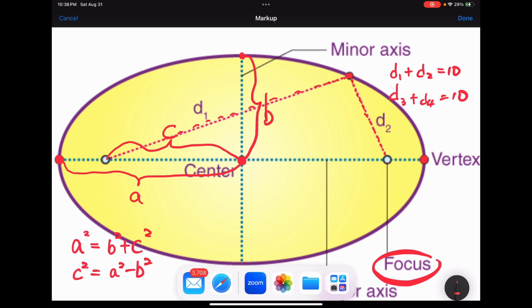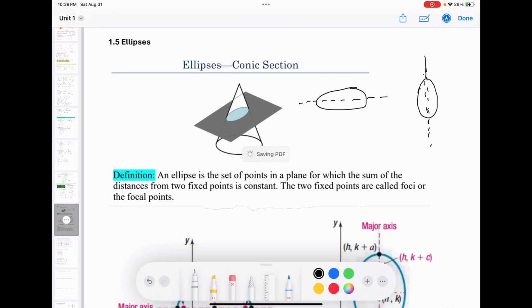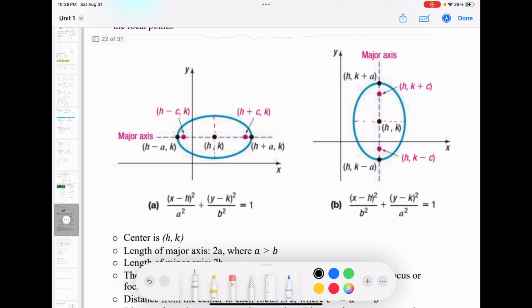All right, let's come back to our lecture notes. Let's see the next two images. The first one has the major axis horizontal, parallel to the x-axis, and the center is (h, k). Based on the center (h, k), we move to the left and the right a units, so the distance is a, and then we can find our vertices. If we move from our center to the left and the right c units, we get the foci. And if we move up and down b units, we find our co-vertices.